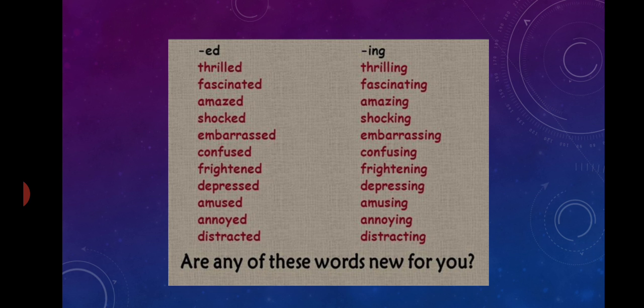For example, I'm fascinated about this party. I'm fascinated because the party was fascinating. As you can see, I'm using ing to describe the party because I'm describing the cause of how I feel. I feel fascinated because the party was fascinating.